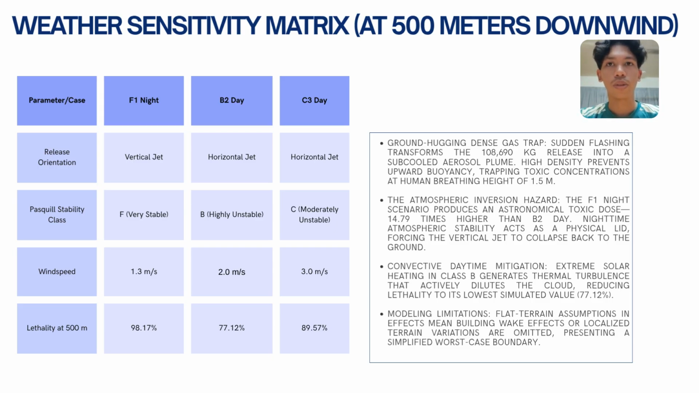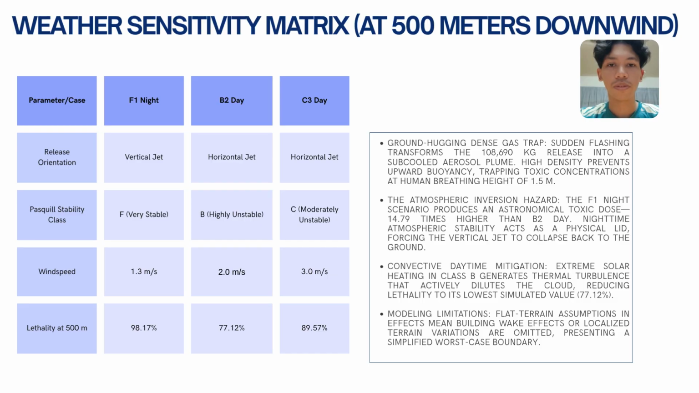Okay, so this slide will show you the weather sensitivity matrix at 500 meters downwind, which compares the impact of different weather conditions on the chlorine dispersion. There are three types of scenarios that were analyzed, which are F1 night, B2 day, and C3 day. Each scenario differs in atmospheric stability and wind speed.